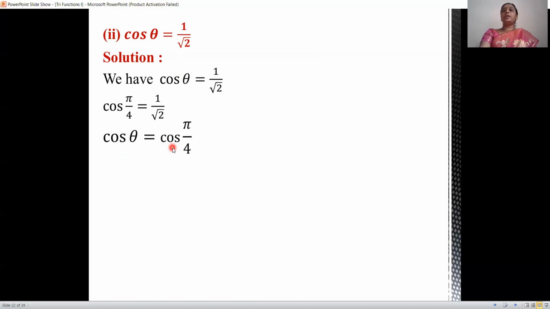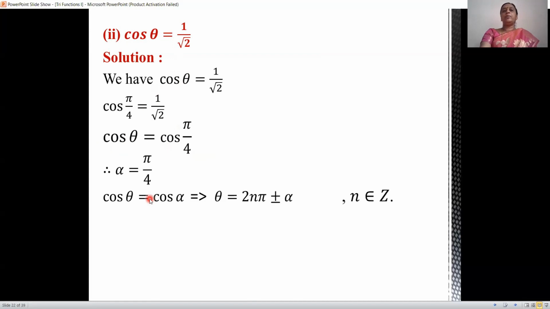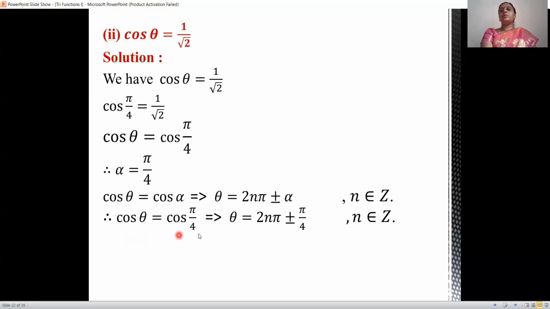Again go to your remark, where we will get the function like this: cos theta is equal to cos alpha in remark 2. Here alpha is pi by 4. Now, according to our remark 2, cos theta is equal to cos alpha implies that the general solution will be theta is equal to 2n pi plus minus alpha. In this equation we have to keep the value of alpha as pi by 4. Write down cos theta is equal to cos pi by 4 implies theta is equal to 2n pi plus minus pi by 4, n belongs to Z.